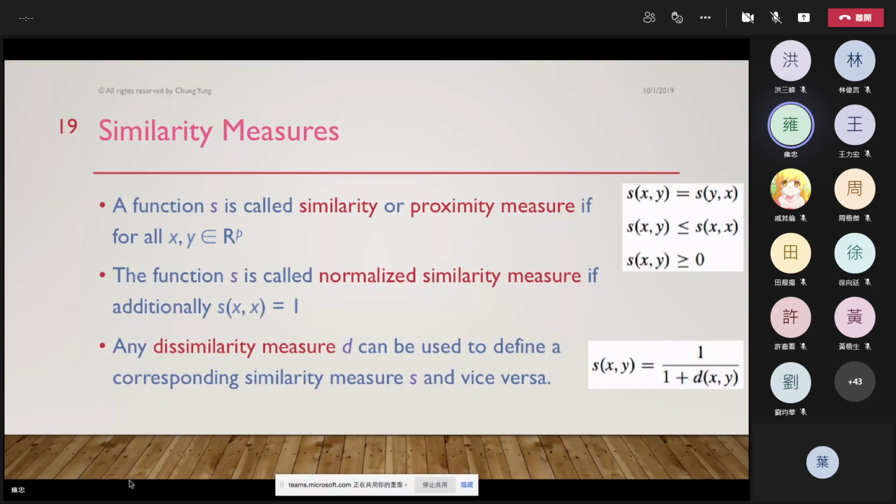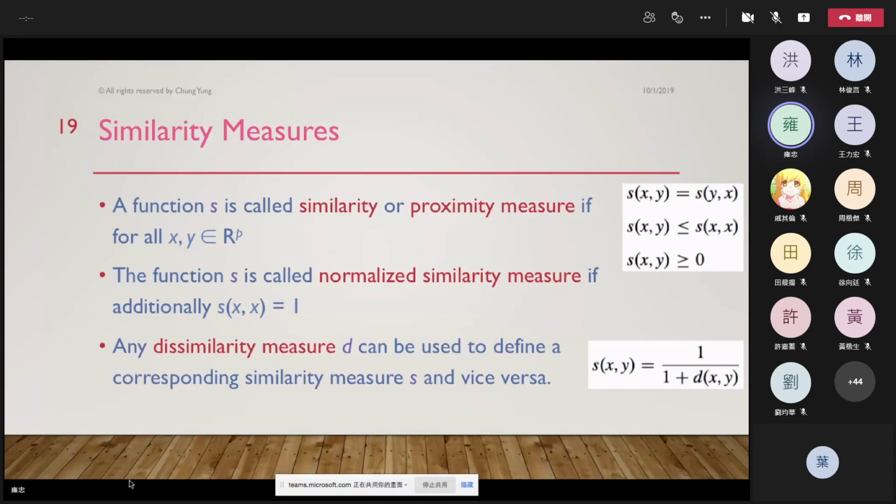The function S is called a normalized similarity measure if additionally S(x, x) is 1. So, for a function to be called a normalized similarity measure, it must satisfy four formulas: the three on the top right corner, and additionally, S(x, x) is 1.